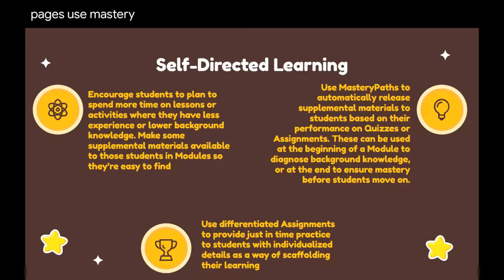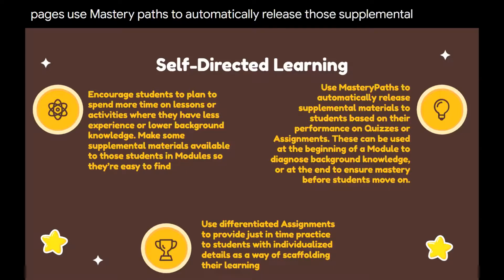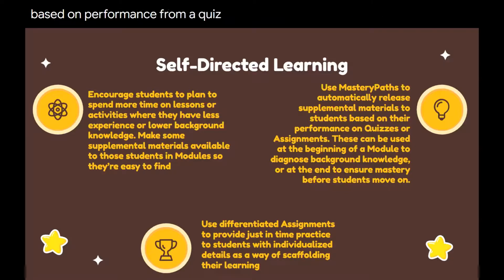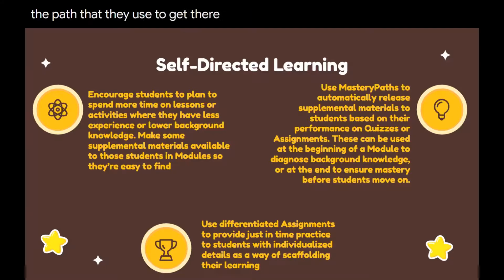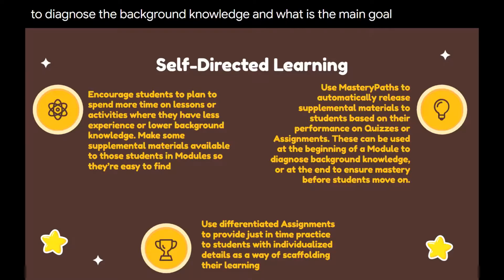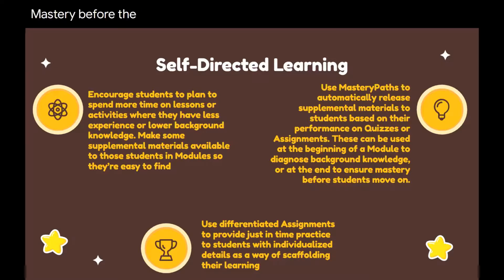Use mastery paths to automatically release those supplemental materials based on performance on a quiz or an assignment. So they take a quiz, they earn a certain score, and now they have been directed on a path. Does that path look the same for every student? No. So again, the goal is to have them achieve the objective. Now, the path that they use to get there may be very different. So it also will help you to diagnose the background knowledge. And what is the main goal? It ensures mastery before the students move on.